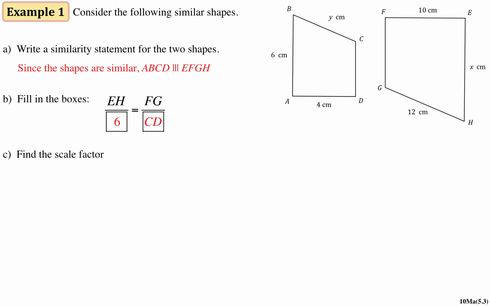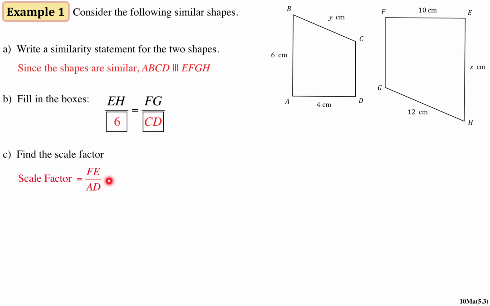Let's go to part C. It says find the scale factor. Well, the scale factor is simply going to be a side length on our bigger shape divided by a side length on our smaller shape. We could go back the other way, but the question has started by getting us to go bigger to smaller.